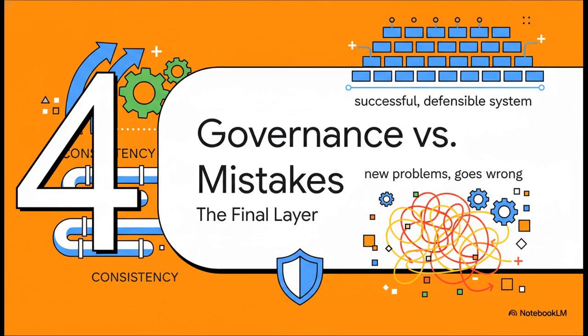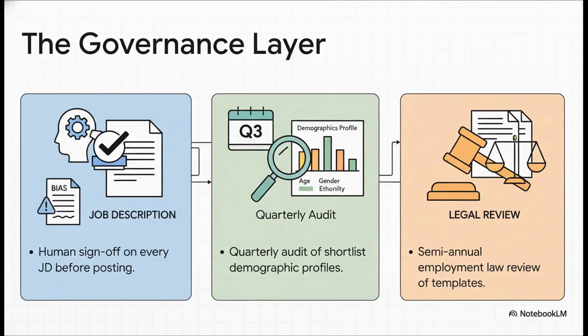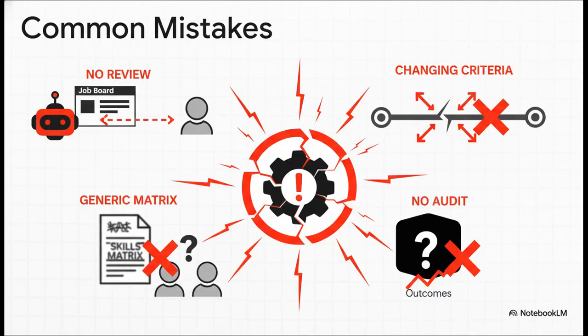A successful deployment requires one final, absolutely critical layer: governance. So let's look at what separates a really solid, defensible system from a problematic one. Doing this right really means 3 things. 1, a human signs off on every single JD after they've reviewed the bias report, no exceptions. 2, you're doing a quarterly audit of your shortlist demographics to see if the process is actually producing fair outcomes. And 3, you have your templates and bias lists reviewed by legal counsel every 6 months because laws and norms are constantly changing.